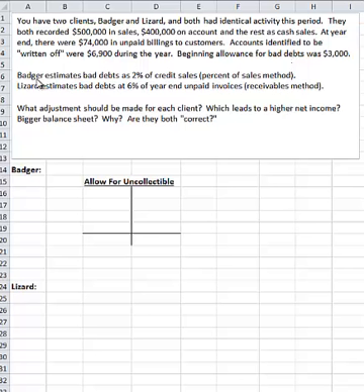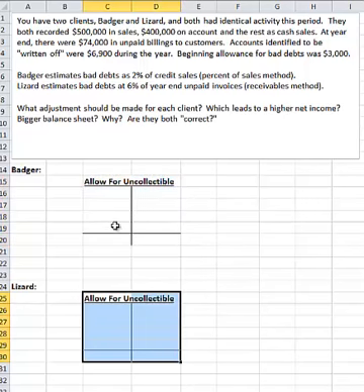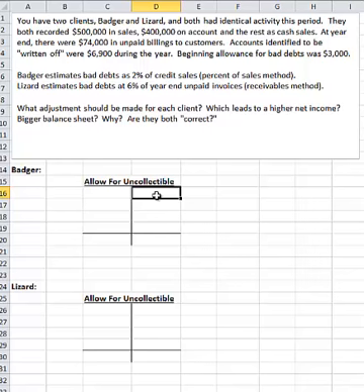They have two different policies. Badger's policy is percent of sales. Lizard's policy is percent of receivables. So let's use the two different methods and see how it turns out. For Badger, let's look at the T account for uncollectible accounts, and we'll get to Lizard in a minute. So the beginning balance was $3,000.